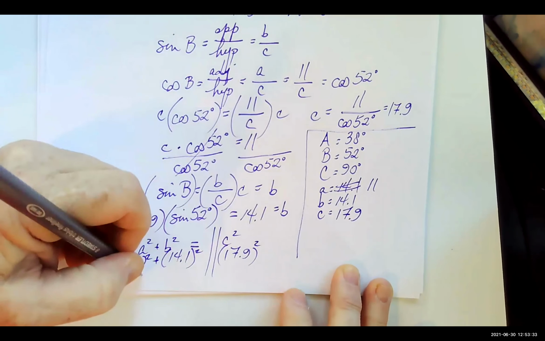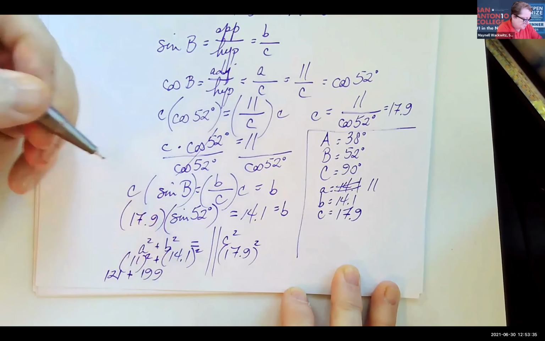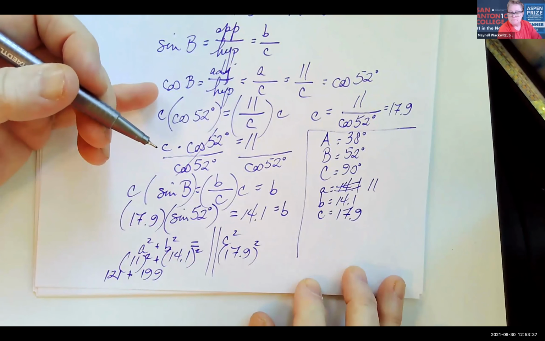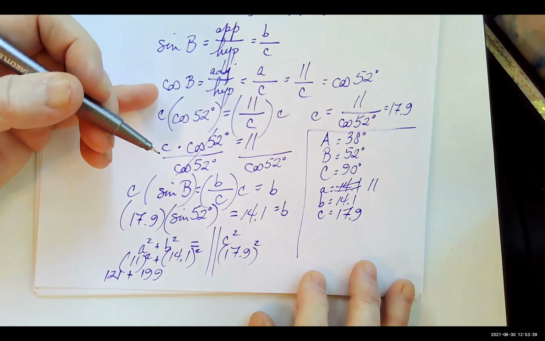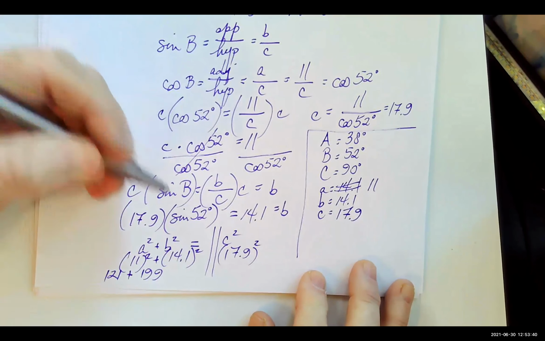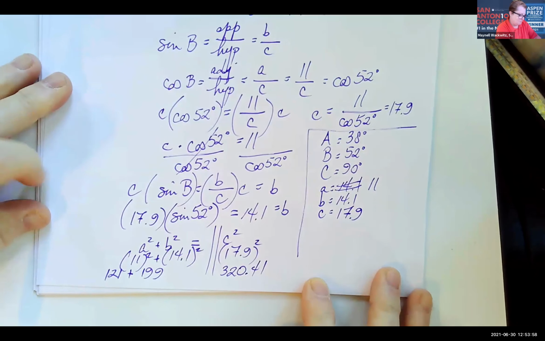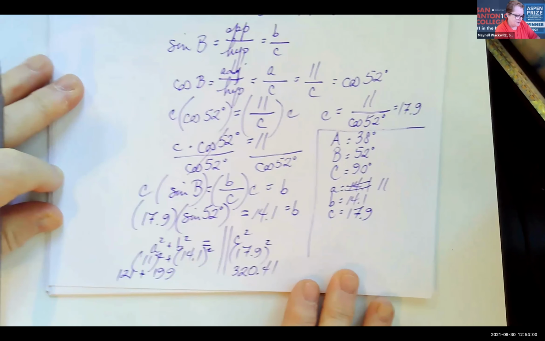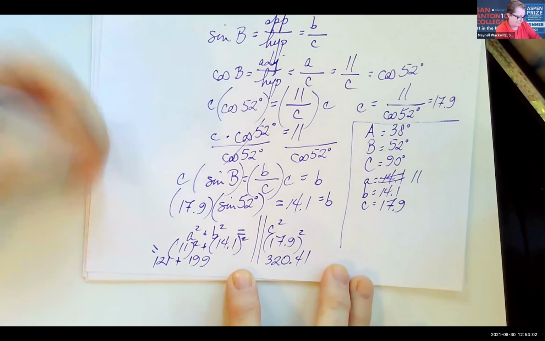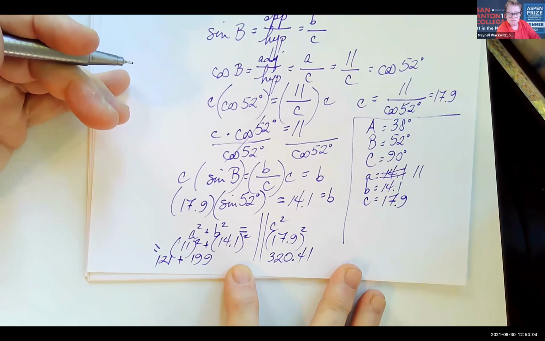198.81. All right. Any decimal place? It's 198.8. Oh, okay, this is great. And then c squared. What is 17.9 squared? 320.41. 320 point 41. All right. And what is 121 plus 199? 320.